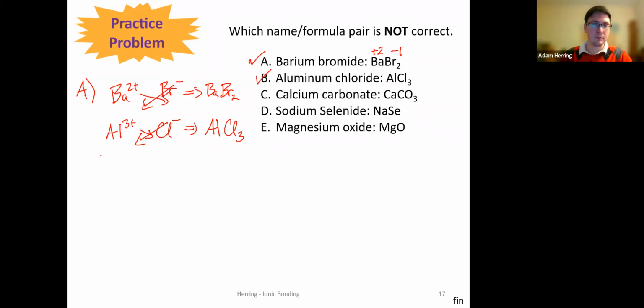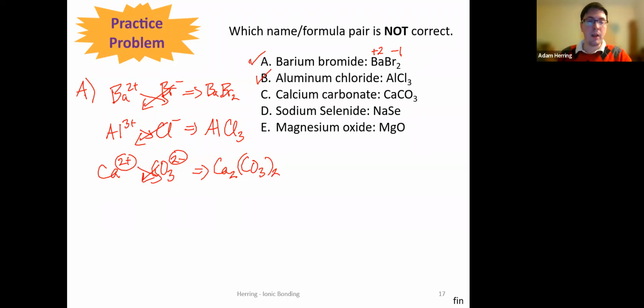Calcium carbonate. Calcium is in group 2A, so it has a positive 2 charge. Carbonate is a polyatomic ion, CO3, with a -2 charge. So when we cross those, we would end up with calcium 2, carbonate 2. However, anytime we have an ionic compound, we simplify whenever possible. And so this really simplifies down into calcium carbonate.